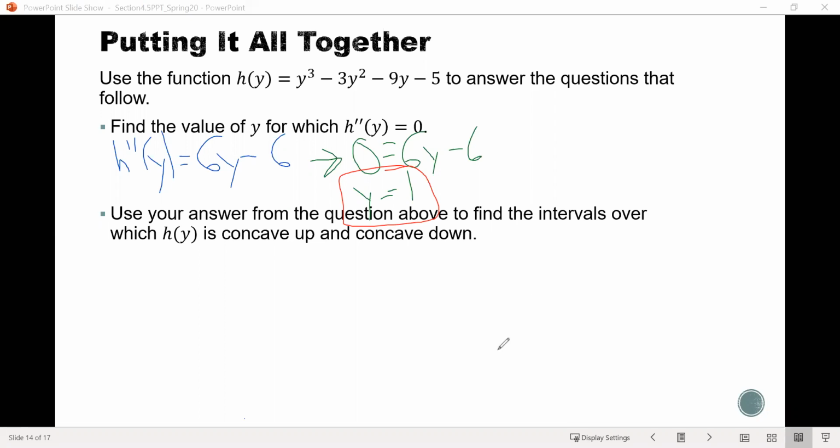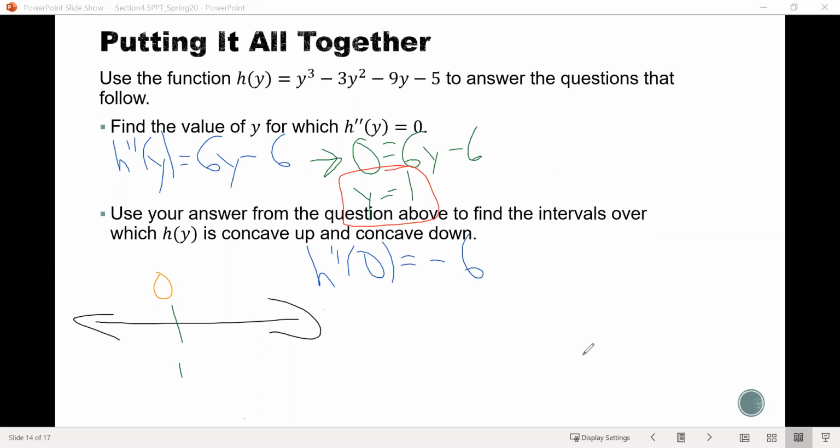So I'm going to again create a number line here. I'm going to mark that value I have, the 1, right here. I know the value of the second derivative there is 0. Then I again want to check values on each side. So I'll do, say, h double prime of 0, a value less than 1, and that would be -6. Then h double prime of 2, a number that is larger than 1, so it'd be 12 minus 6, which is +6.